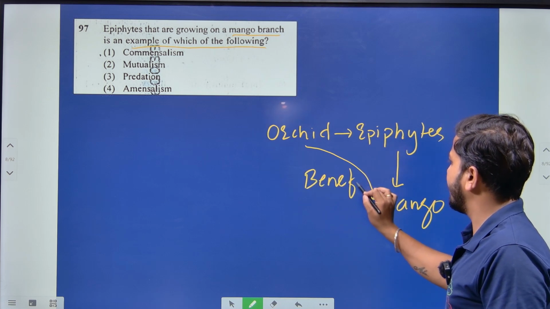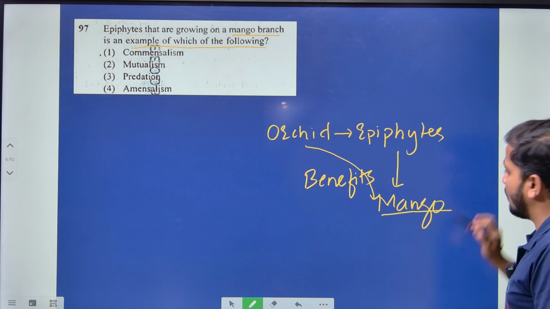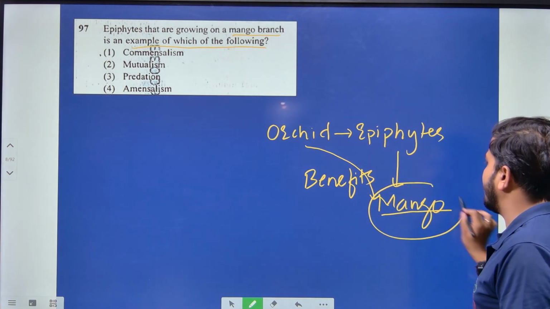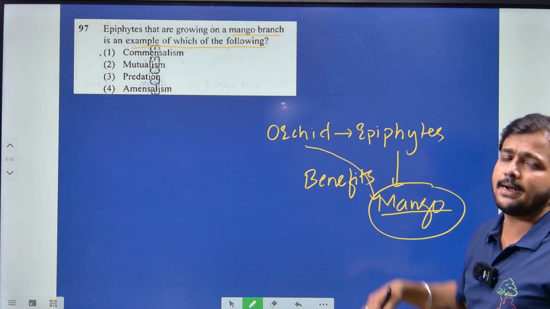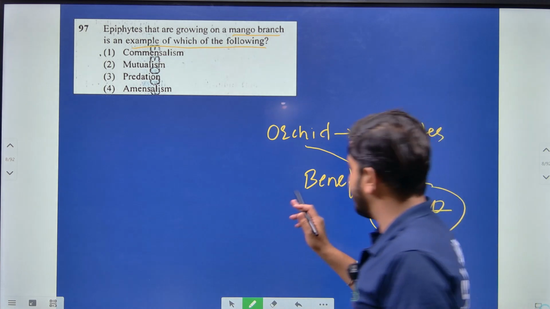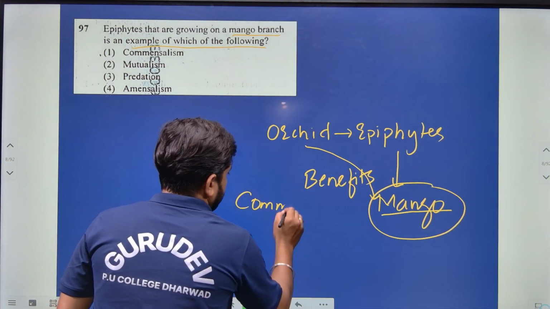Who is going to take all the benefits? Orchid is going to take all the benefits from the mango, right? But it is not going to harm this particular mango. The mango is not benefited by the orchid. So this kind of interaction is known as commensalism.